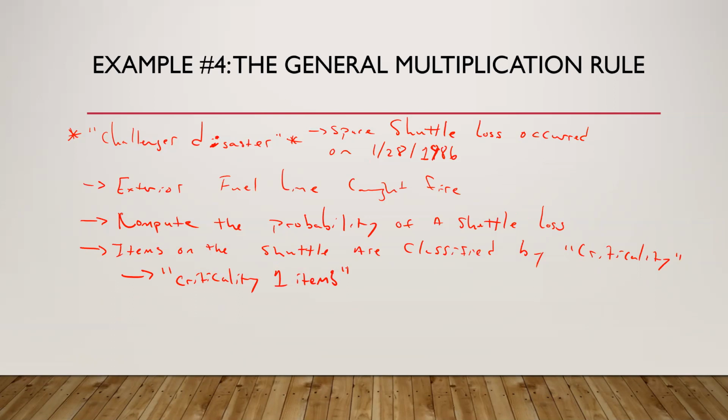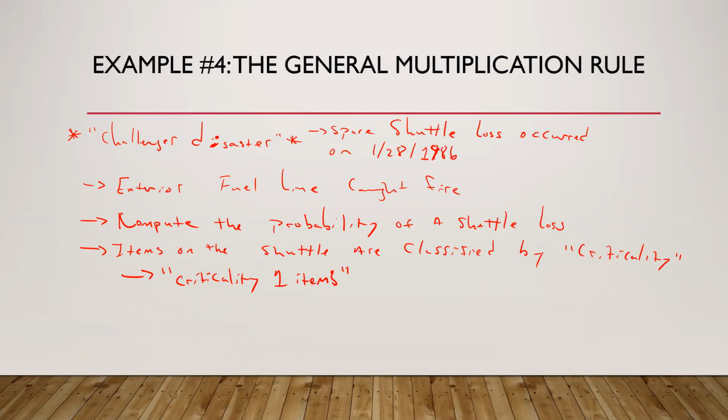Okay, let me give you an example of something that's not a criticality 1 item. The seat belt for one of the astronauts, okay? If the seat belt fails, okay, will the shuttle still probably make it home? Yeah. Okay, yeah. So the seatbelt probably is like criticality 4, criticality 5, whatever.